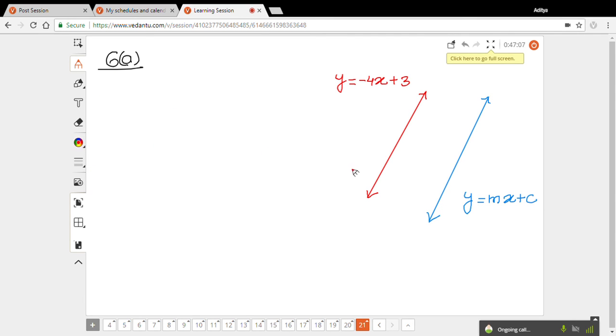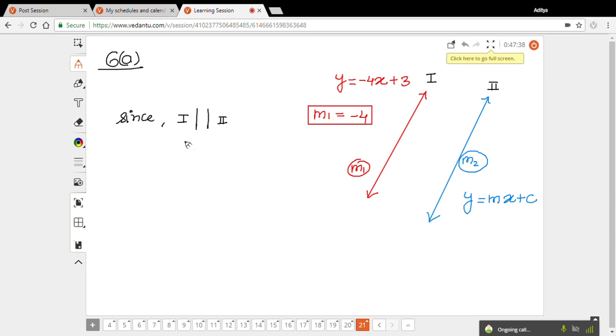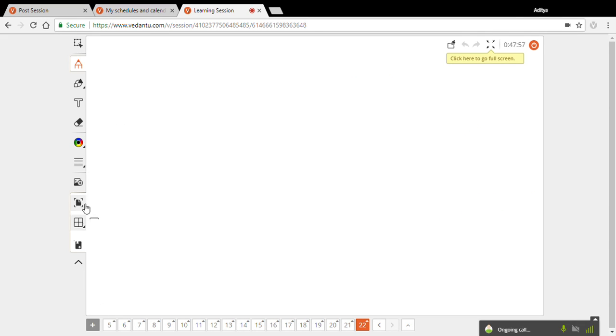Let's say the first line has a slope of m1 and the second line has a gradient of m2. Slope and gradient are the same thing. What can be the value of m1 from there, can you tell? Negative 4? Okay, m1 is negative 4. So what will be the value of m2? Negative 4? Yes. Since the first line is parallel to the second line, therefore m1 is equal to m2. So negative 4 is equal to m2. Now, this equation we assumed as y is equal to mx plus c. Let me substitute into the equation of the second line.